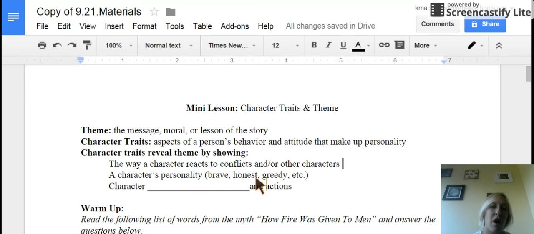Are they brave? Are they honest? Are they greedy? If those traits are traits of either the main character or maybe your villain or your evil character, oftentimes we can look at those personality traits and see what our theme is. If we see that honesty is getting a character somewhere, then that might be a theme. Or if we see that greed is resulting in a negative action or a negative outcome, that might be part of our theme as well.